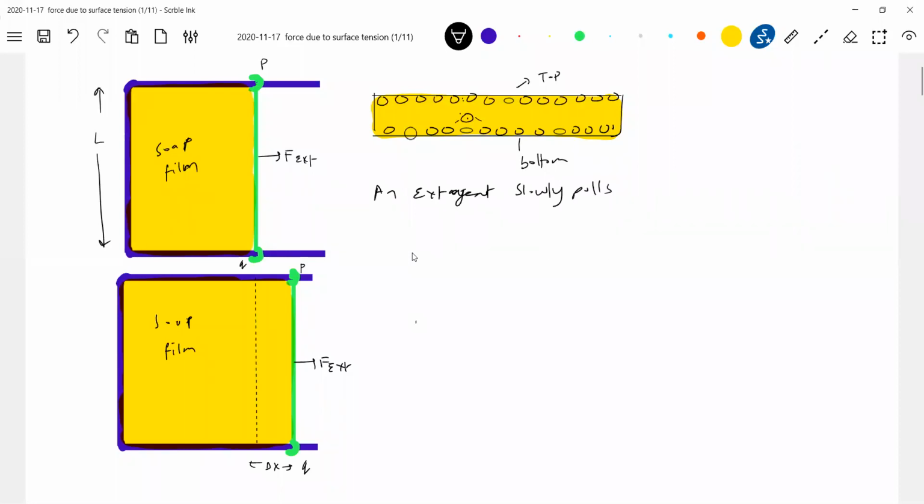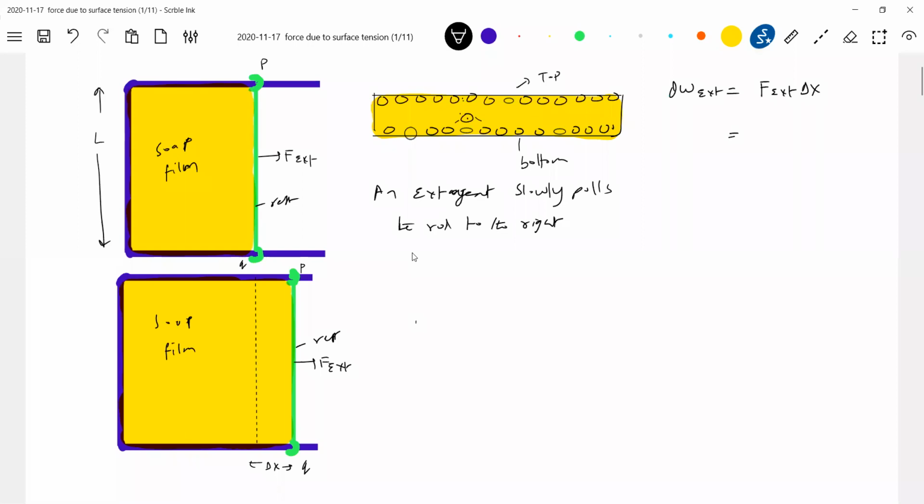Slowly pulls the rod to the right. From rest to rest. Initially it was at rest. Now also it is at rest. Then the work done by the external agent, what shall I write? F external into delta X.